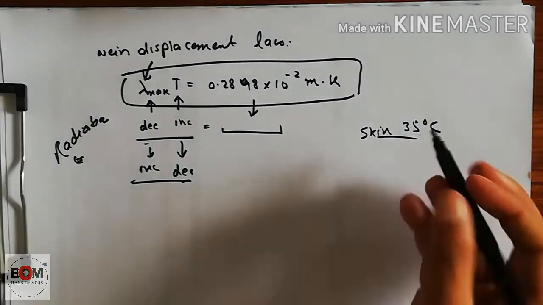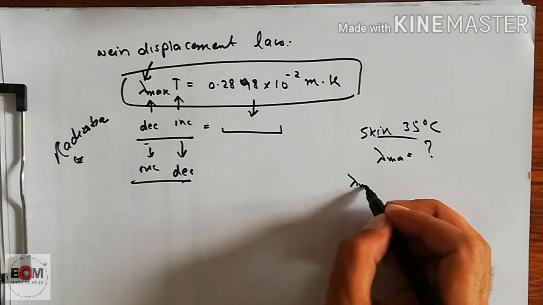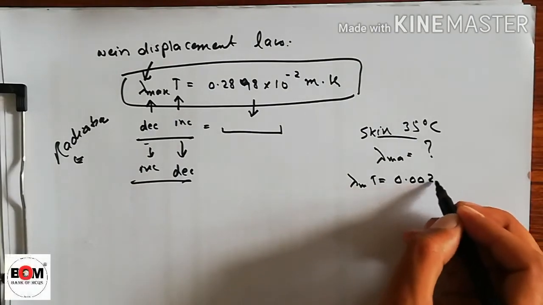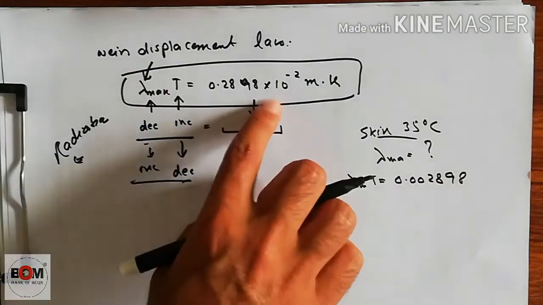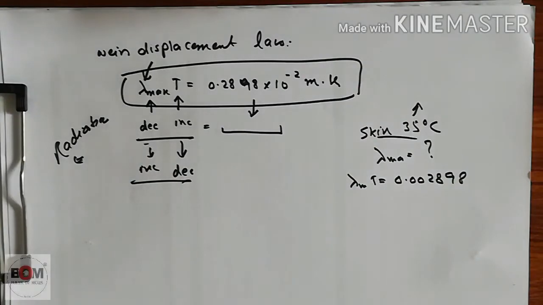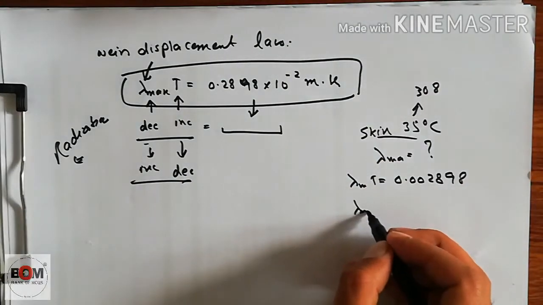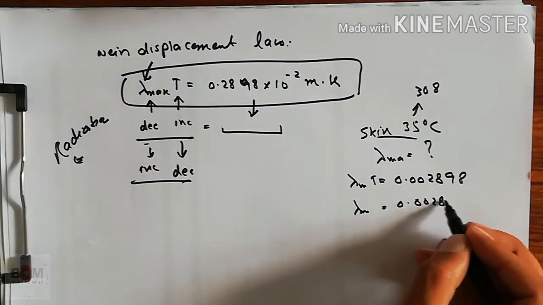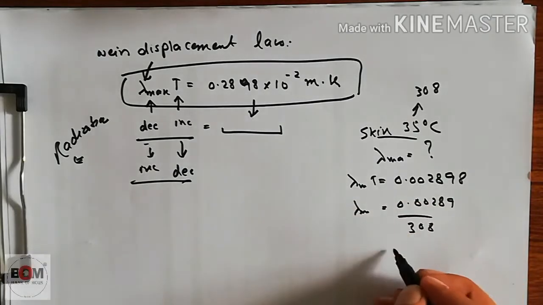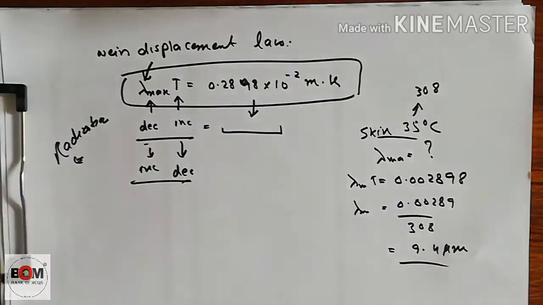Now we have to find the wavelength at which the peak occurs, that is lambda maximum. So we know that lambda maximum T is equal to the constant, that is 0.002898 or 0.2898 multiplied by 10 to the power minus 2. Now converting the degrees into Kelvin, we add 273 to this, so we get 308. Now to find lambda maximum, we divide 0.002898 by T, that is 308, and we get our answer as 9.4 micrometer. So this is the use of Wien's displacement law. We can find the wavelength from a given temperature.